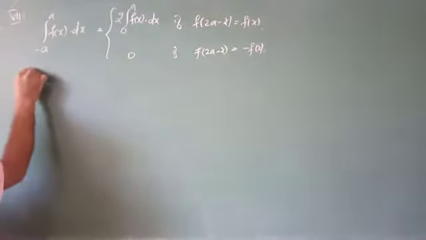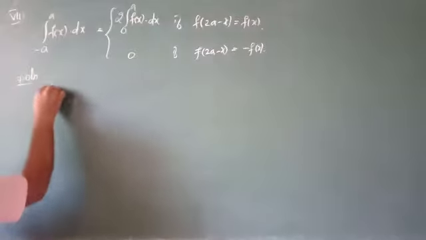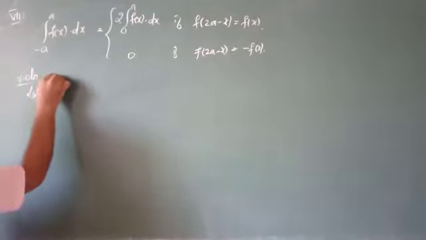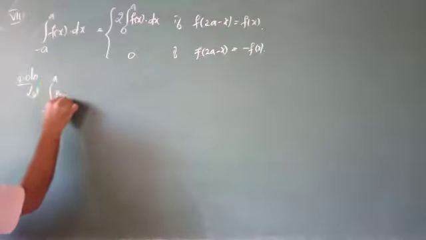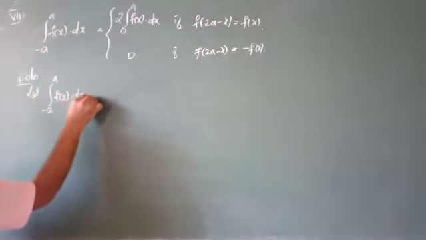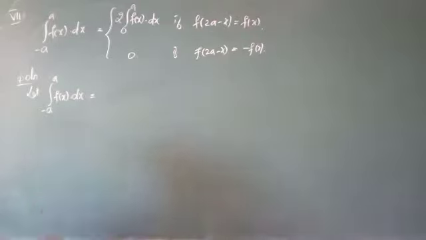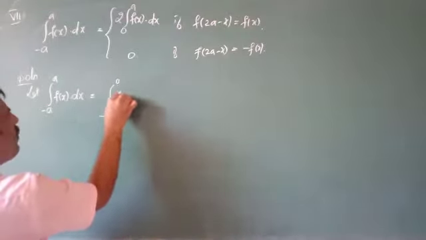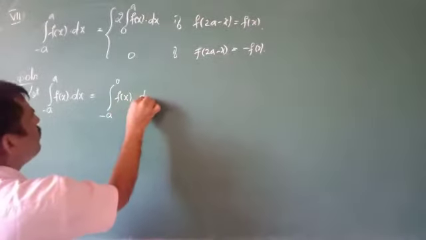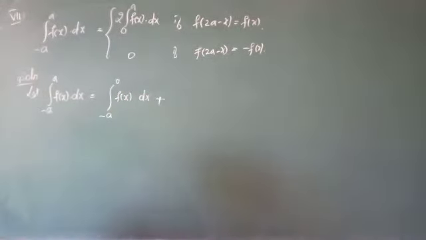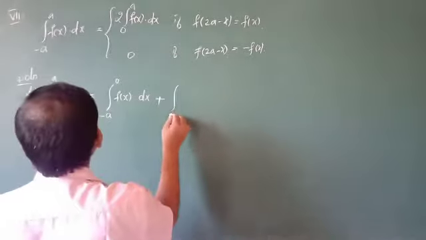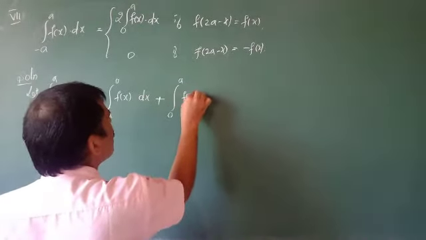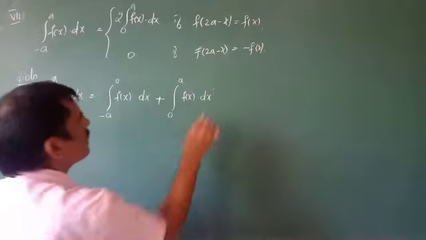Solution: LHS is equal to the integral from minus a to a of f of x with respect to x, which is also written as the integral from minus a to 0 of f of x with respect to x plus the integral from 0 to a of f of x with respect to x. We are taking it this way.